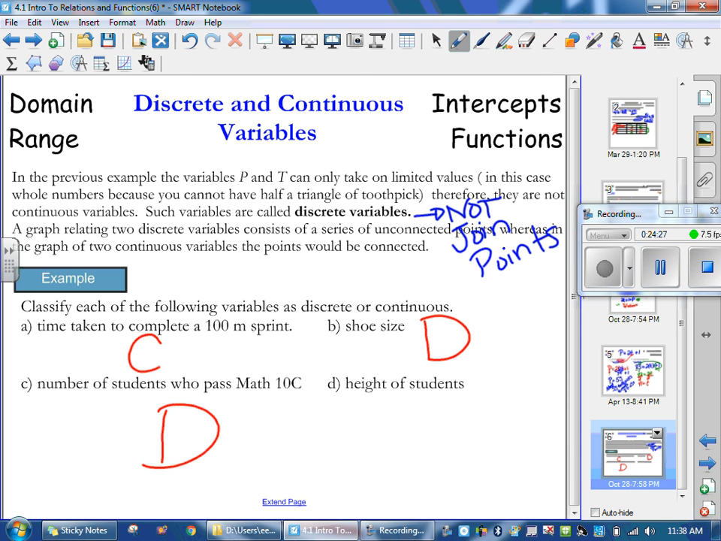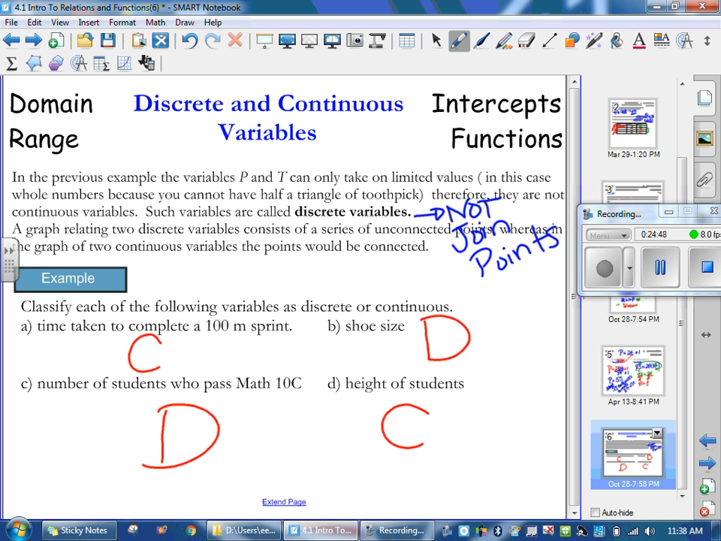Now, what would height of students in growing be? Can you have a 5.32 meter person or a 5.3 inch person? Yeah, you can have any size of person according to what they give you. So this would be a continuous variable. There's data values in between.